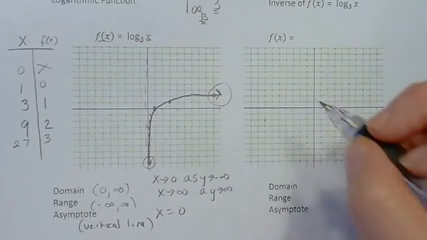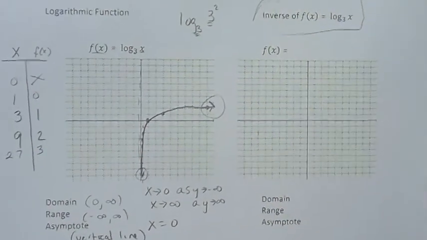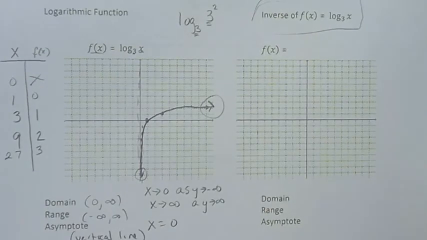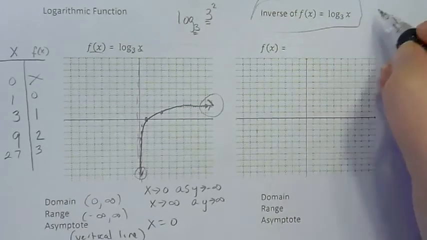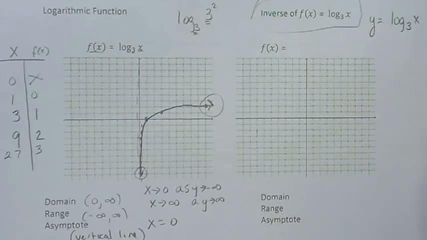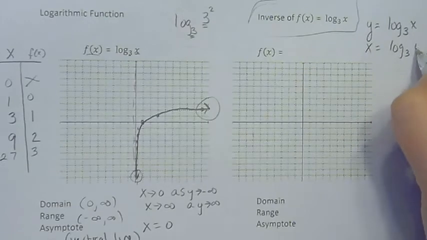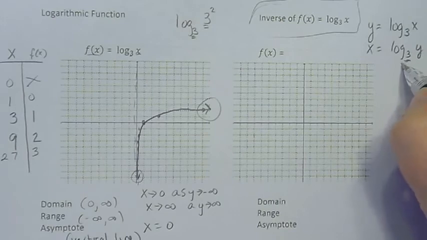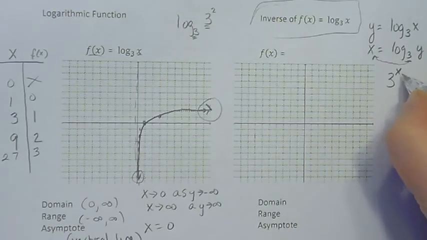So let's think about the inverse of that same function that we just talked about. We know that the inverse of a logarithm is an exponent. So I'm going to take this equation, and to find the inverse, I'm going to switch x and y, and then solve for y. To take it out of log form, this is the base value. It becomes the base on the other side. So 3 to the x equals y.